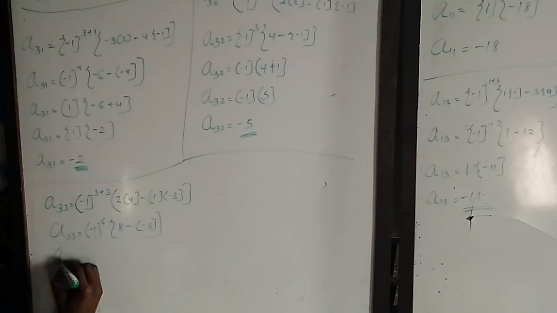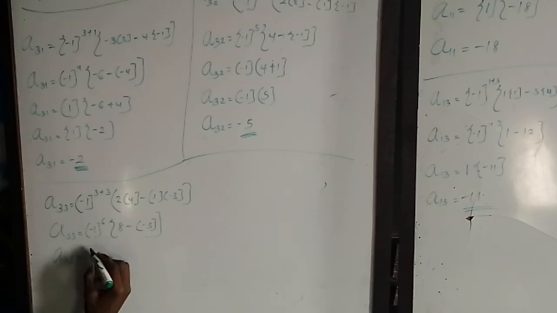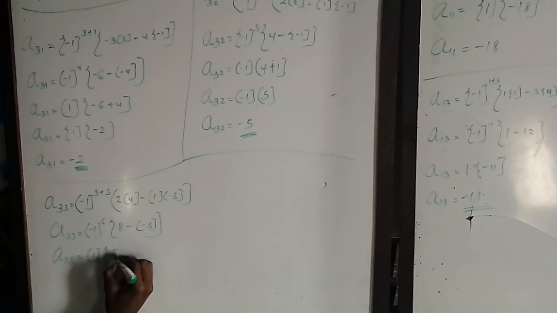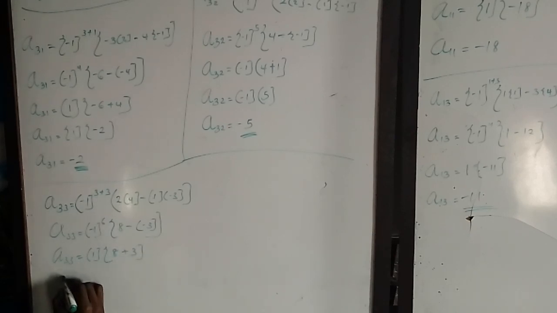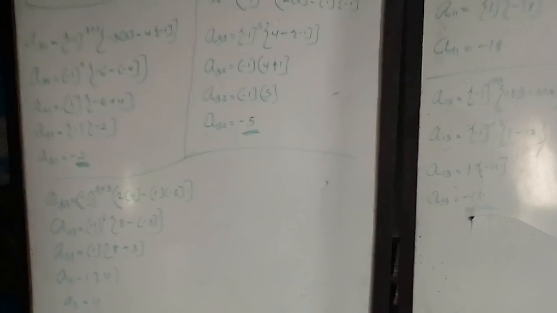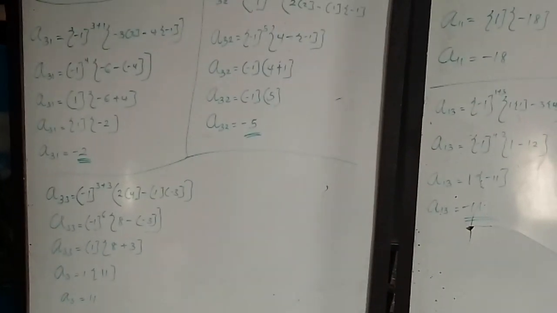So you are going to move forward. You are going to have A33 will give us minus 1 raised to power 6, which is what? Plus 1. So 8 minus times minus will give us plus. So it's going to give us plus 3. So you are going to say A33 is equal to what? 1 times 11. So our A33 is equal to 1 times 11, which is what? 11. That is our answer for A33.